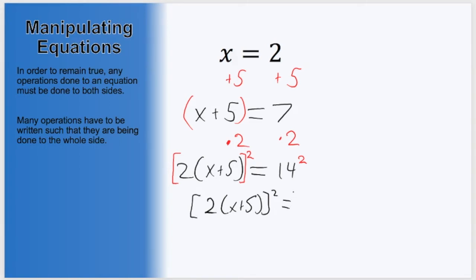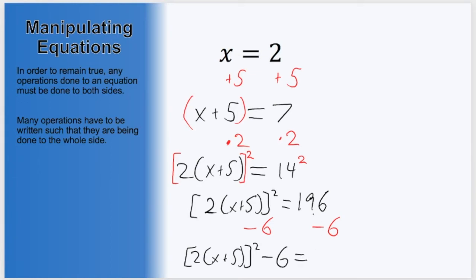and that's going to be equal to the right squared. 14 squared gives us 196. Lastly, let's do some subtraction. We'll do minus 6, remembering that we have to do it to both sides. On the left, we are subtracting 6 from what is already there, so we'll just get that same expression, now minus 6. And on the right, we have 106 minus 6, which will just give us 190.